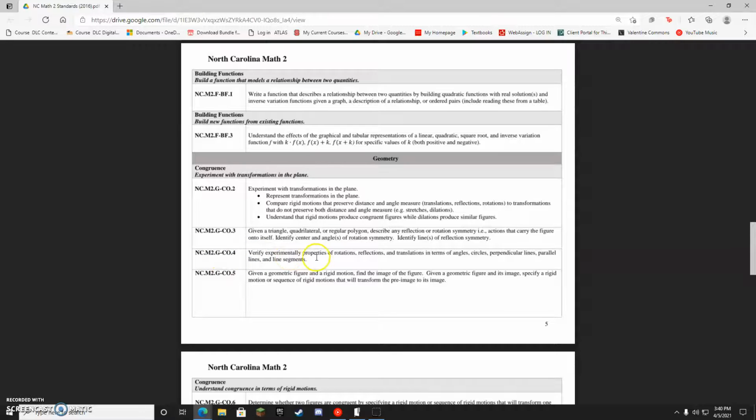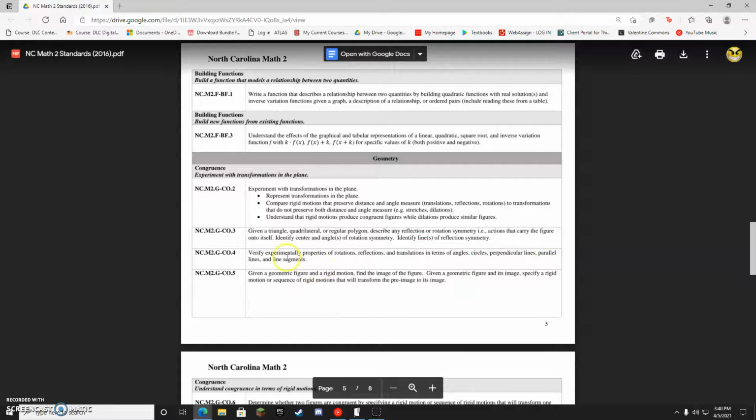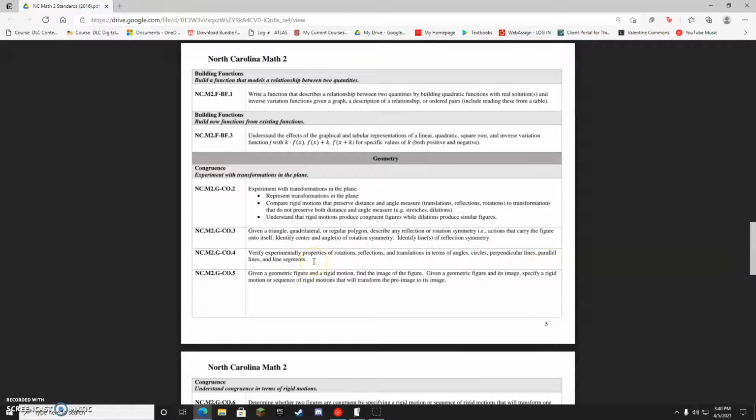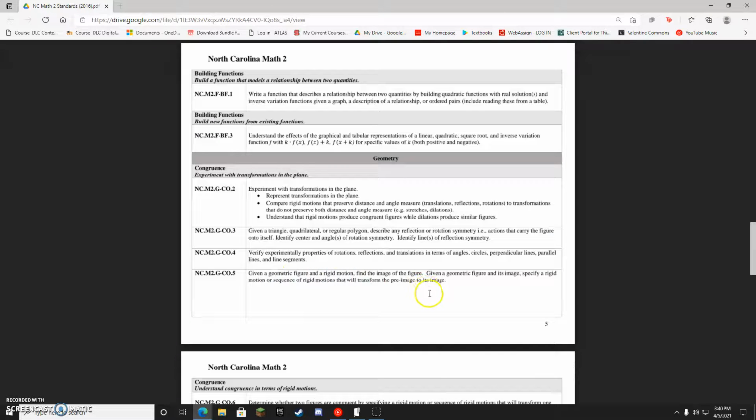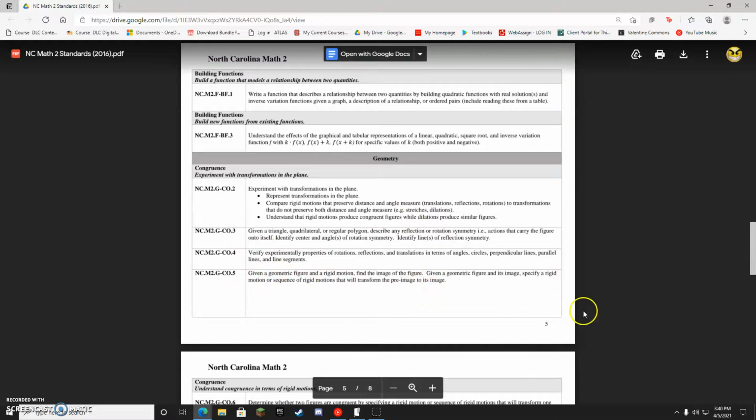And it says verify experimentally properties of rotations, reflections, and translations in terms of angles, circles, perpendicular lines, parallel lines, and line segments. That's also a big thing that we're doing when we're writing down the pre-image points and the image points. We're experimenting and trying to find a specific rule for rotational transformations. And we're also doing this one. Given a geometric figure and a rigid motion, find the image. So we have the pre-image and we're doing the image.